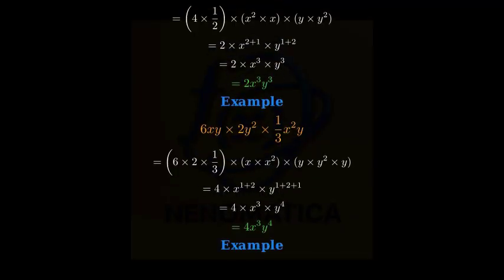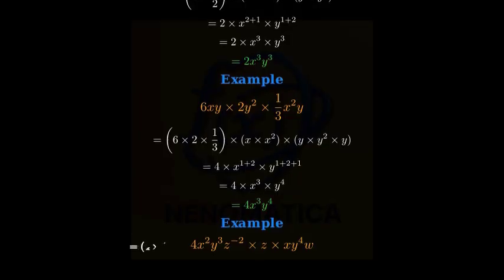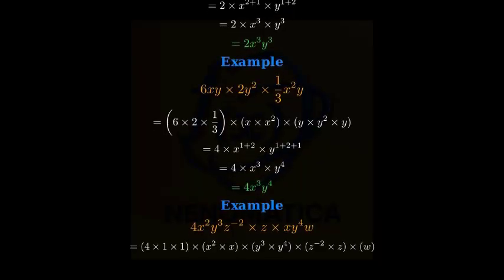Let's try a more complex example with more variables. We need to simplify 4x squared, y cubed z to the negative second power times z times xy to the fourth power times w. First, we multiply the numerical coefficients. Here we only have 4, since the other terms don't have explicit coefficients, so they're understood to be 1.